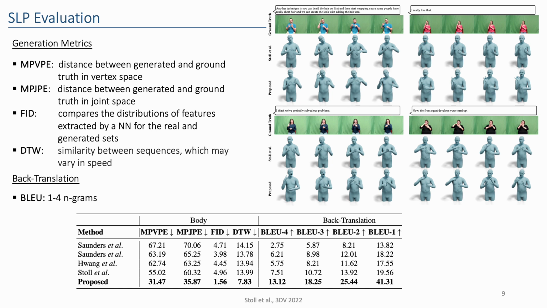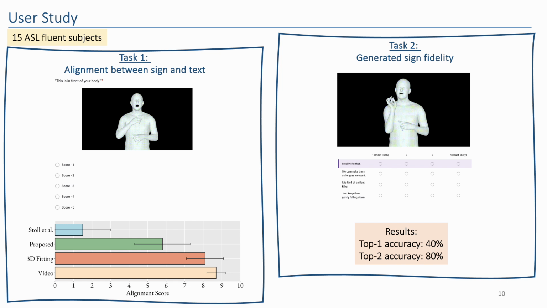To evaluate the quality of the generated poses, we measured the FID score between the generated and the ground truth poses. Finally, we trained a transformer-based back translation network to map pose sequences back to text. All reported metrics indicate that our method considerably outperforms the competing approaches.